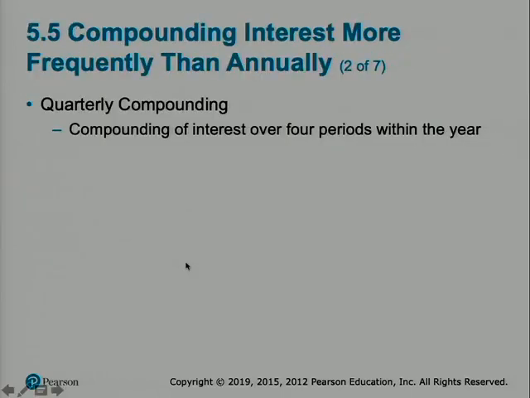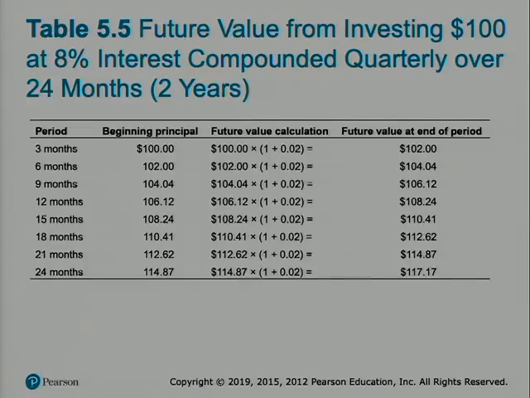So quarterly compounding is going to be 4 periods for a year. This would be the same problem, $100 at 8%, compounded quarterly over 2 years. Instead of having 4 entries, we now have 8 because it's 4 per year. And instead of being 8%, it's now 2% because we're dividing by 4. So the 8% becomes 2%.